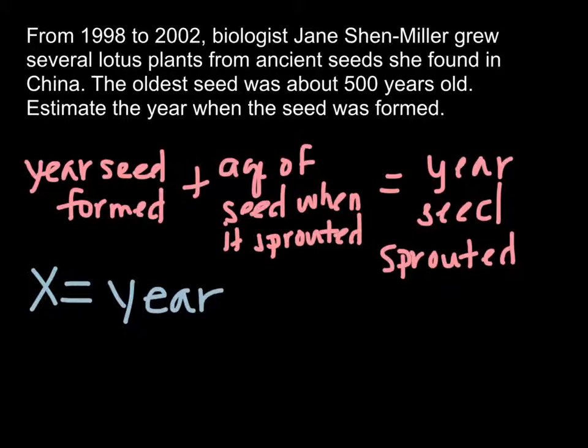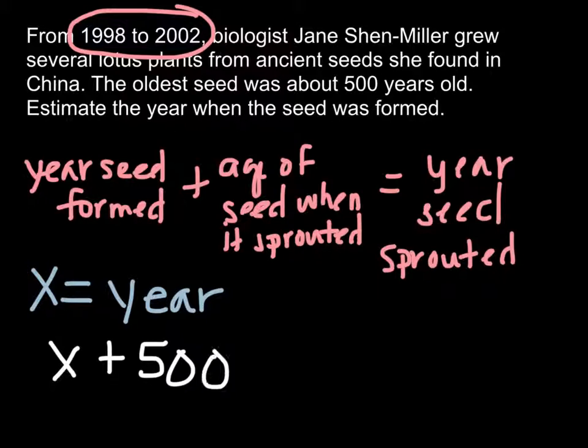Because we're only trying to estimate x rather than determine x precisely, we can use 2000 for the year the seed was sprouted. And we're getting that by taking the midpoint between 1998 and 2002. 2000 also simplifies our mental calculations, makes it easy to work with. All right, so let's rewrite this equation. The year the seed was formed, we're going to say is x, plus 500, because we know that the oldest seed was about 500 years old. That's going to equal the year 2000.